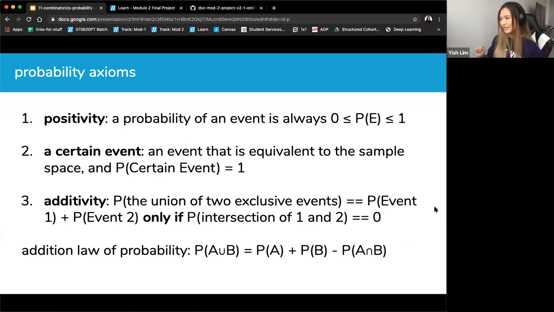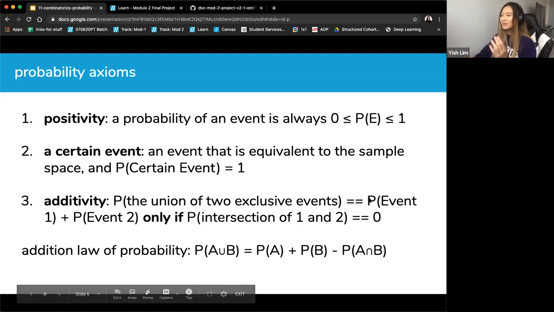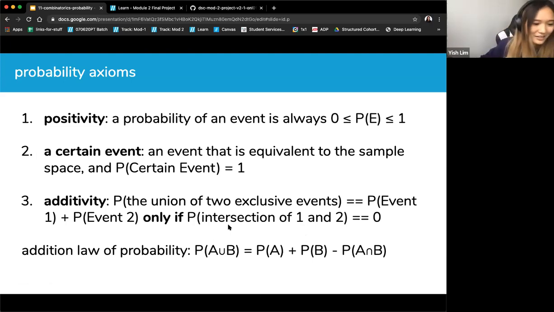And then finally, the axiom of additivity. This one is a little bit confusing, but it concerns the probability of the union of 2 exclusive events. Actually, you know what? Let me draw this out here. I have a whiteboard here that I can use. So let's see. I hope that this will be clear.